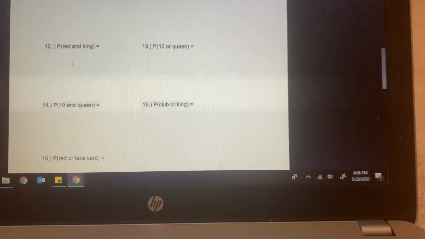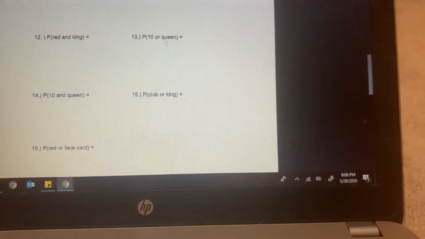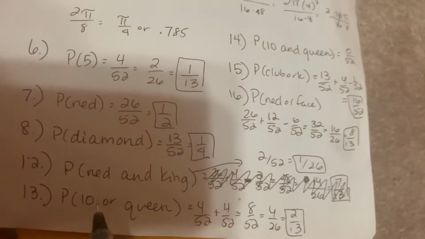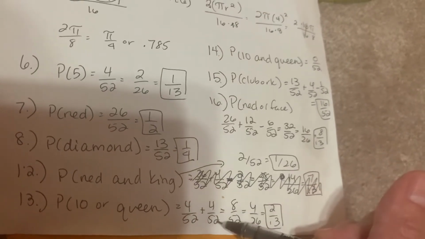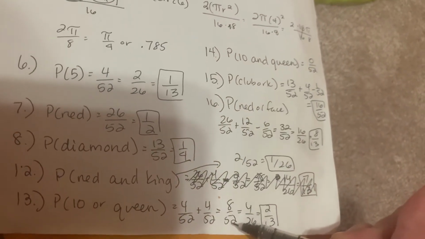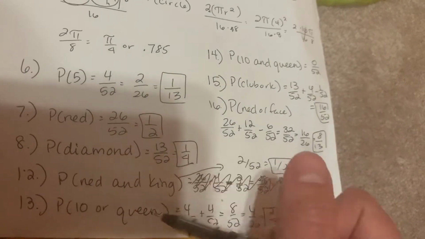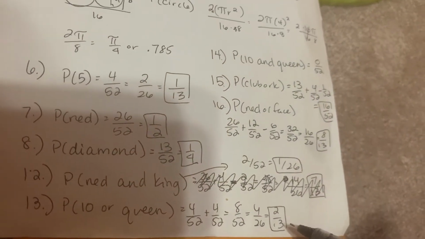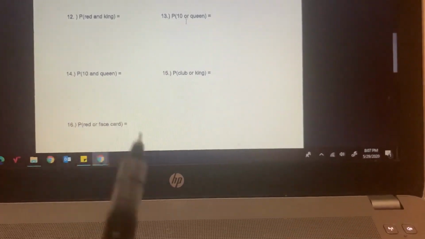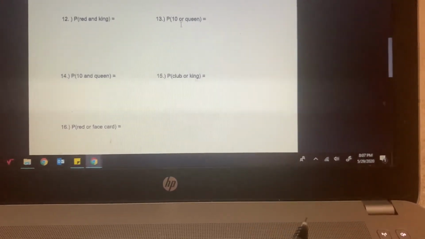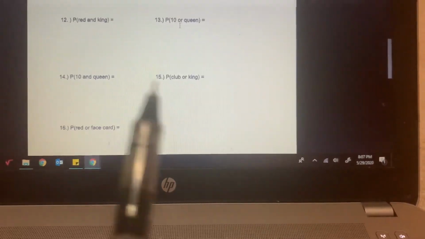Preferably you'd reduce that. What's the probability it's a 10 or it's a queen? So there are 4 10s, there are 4 queens, so that's 8 cards out of 52. A queen can never be a 10, so you didn't count any cards twice, and I reduced it. Number 14, what's the probability you pull a card out of a deck? It's a 10 and it's also a queen. That can never happen. A 10 can never be a queen, so it's 0.